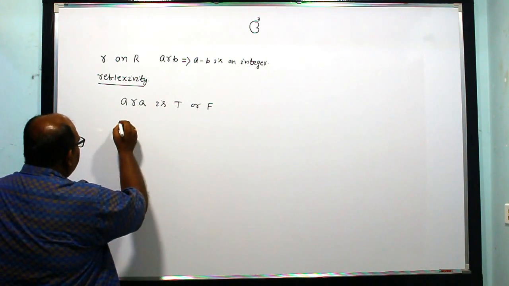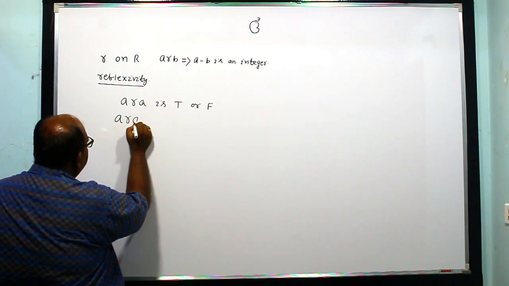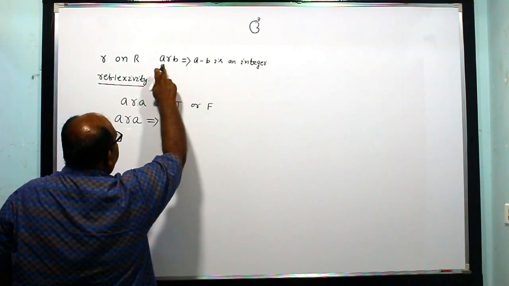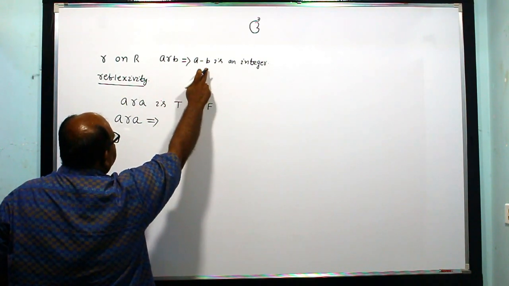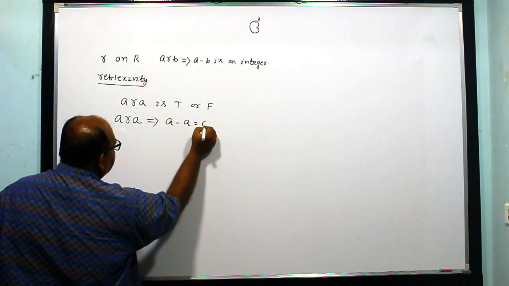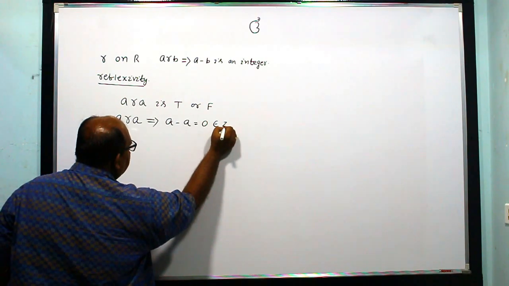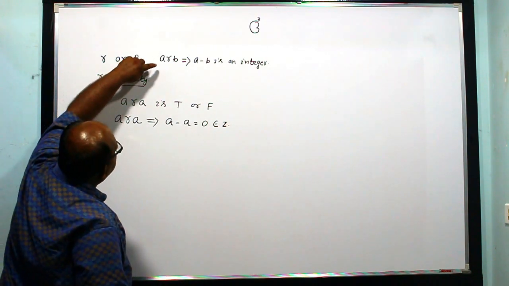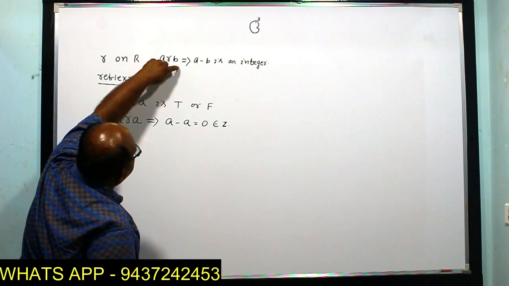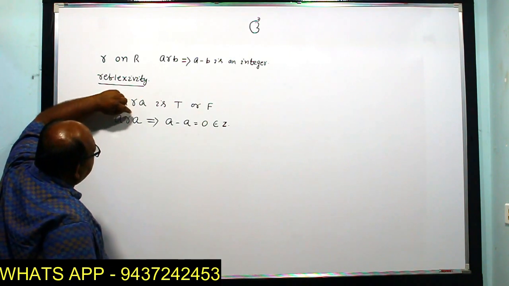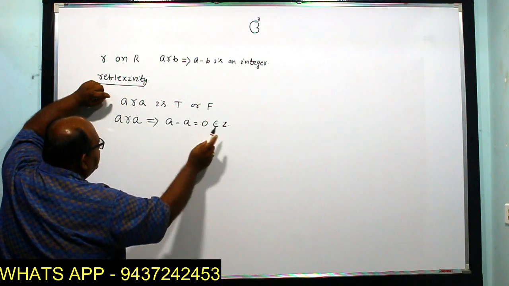So how can we know that? A related to B implies A minus B is an integer. So A related to A implies A minus A is equal to 0. Is 0 an integer or not? The relation given is A related to B such that A minus B is an integer. We got A related to A is equal to 0, which is an integer.